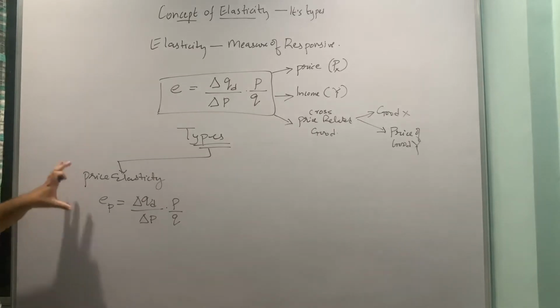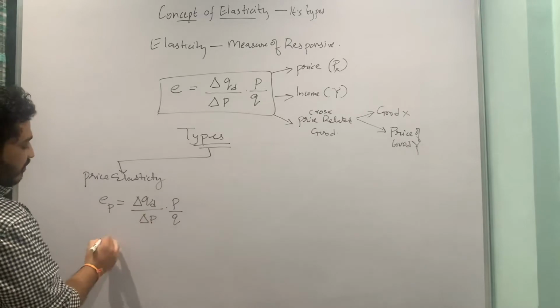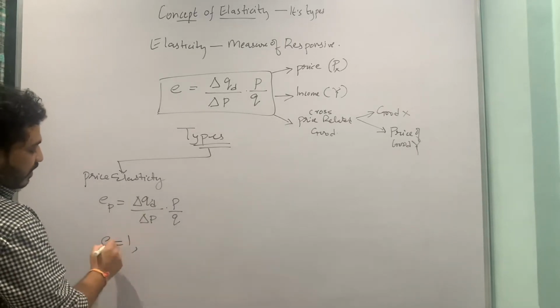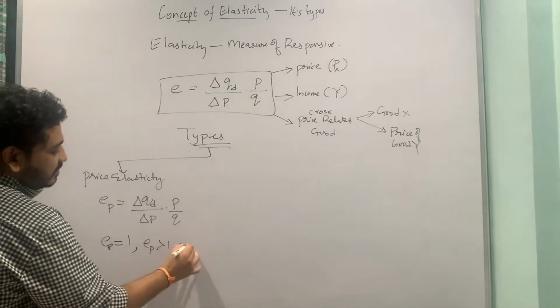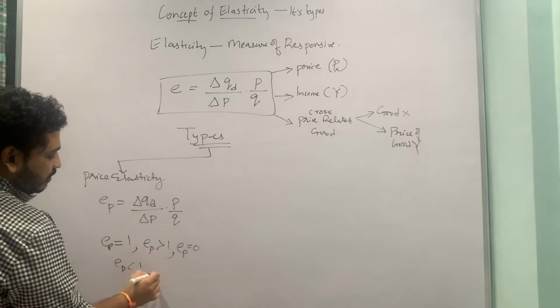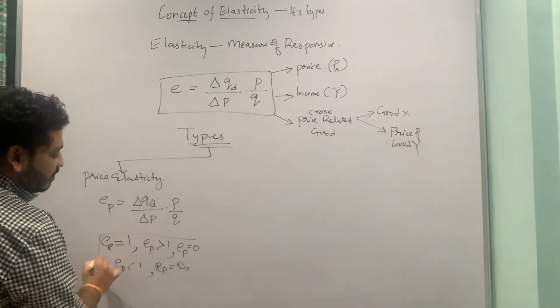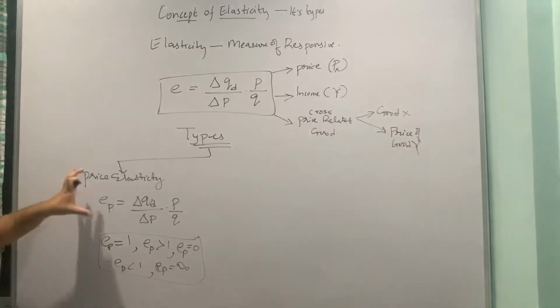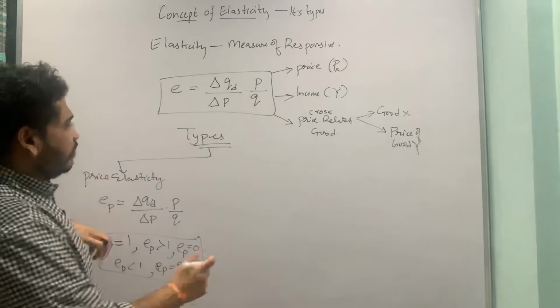In the next lecture, we'll focus only on price elasticity of demand and look at the values: price elasticity equal to 1, greater than 1, equal to 0, less than 1, and equal to infinity. These are the five possible cases for price elasticity, and we'll look at all of them individually in the next lecture. I hope this is pretty much clear.